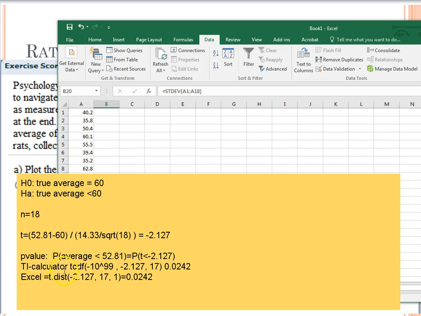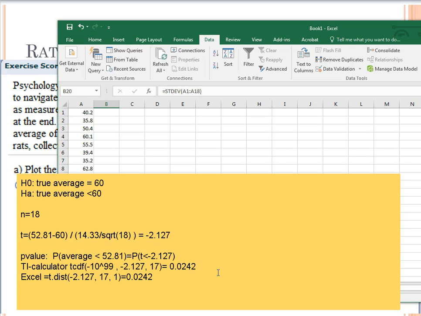We could do this using our TI calculator, using that tcdf function. Since we're reaching down to the lower tail, we're reaching to negative infinity. The upper bound is the t-score that we calculated, and then the last term is the degrees of freedom, so n minus 1, which is 17. This is going to give us a p-value of 0.0242.